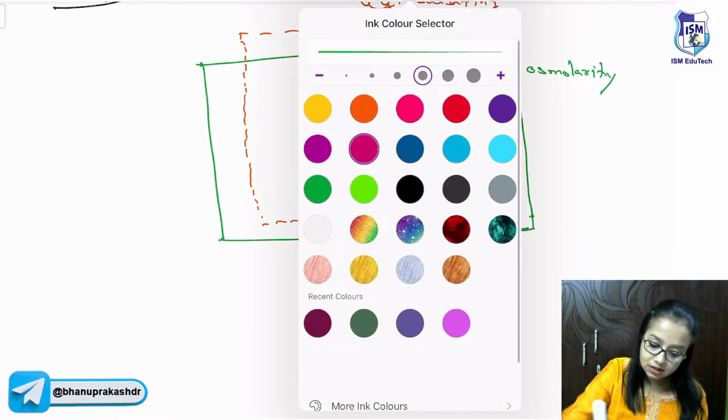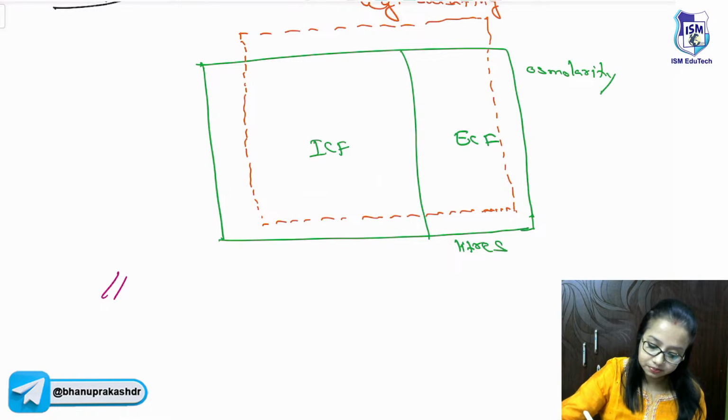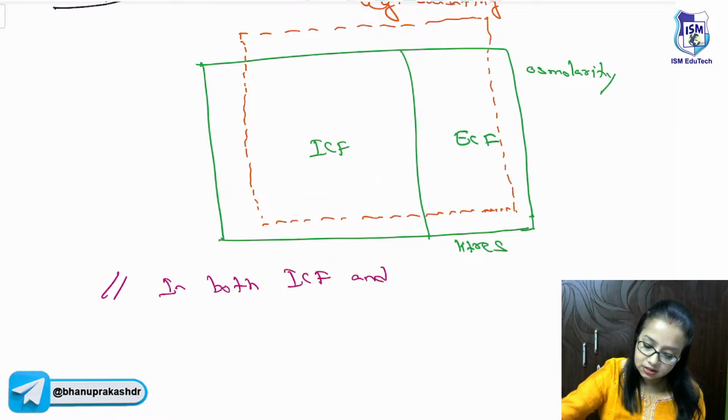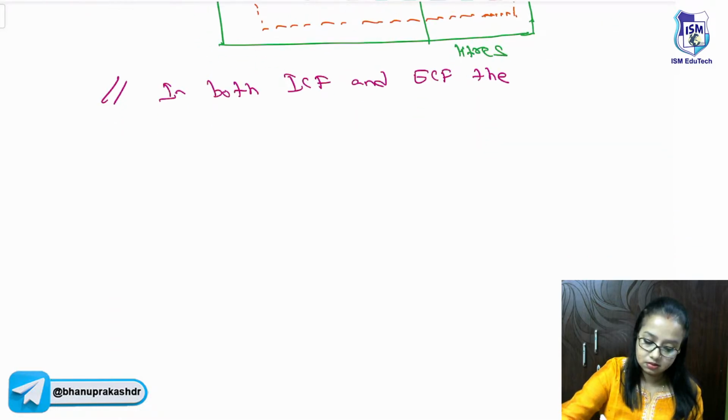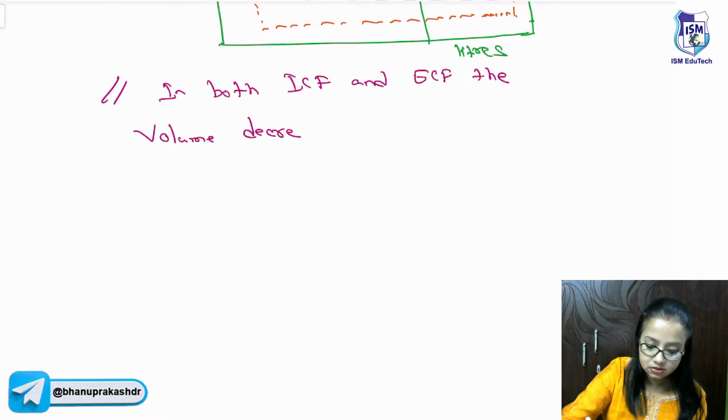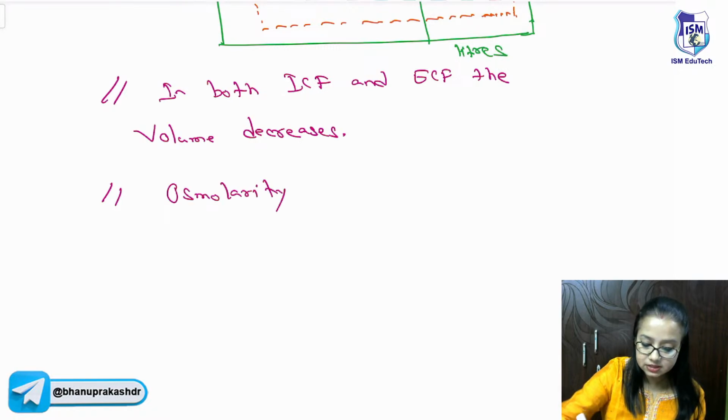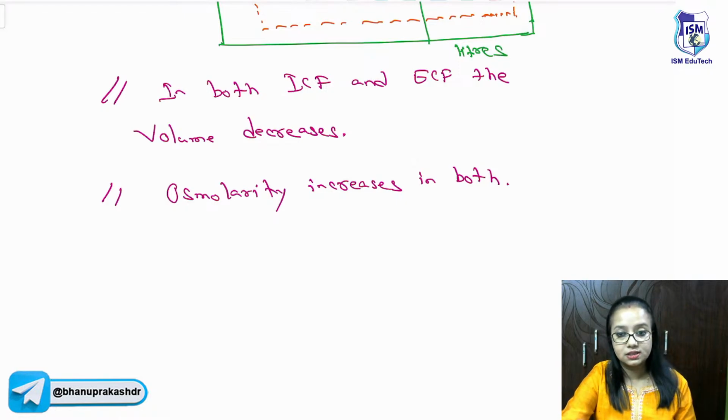So if we write it, in both ICF and ECF, the volume decreases, whereas osmolarity increases in both. Okay, these are the changes.